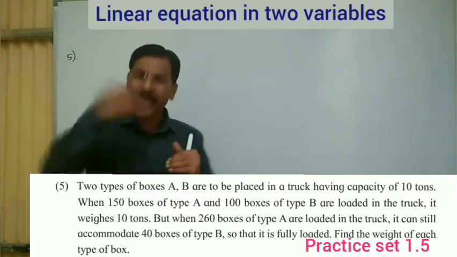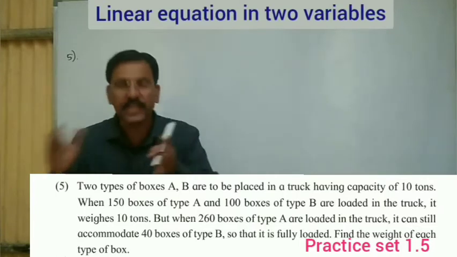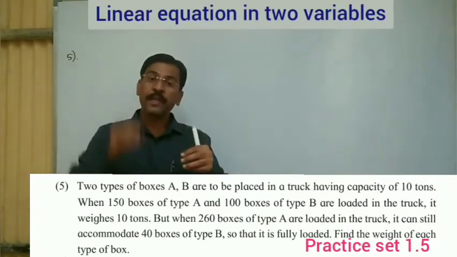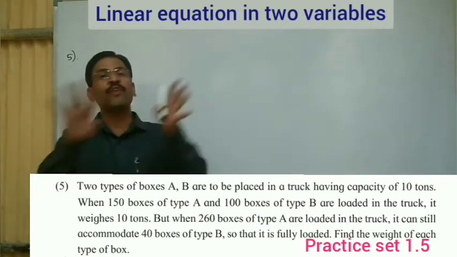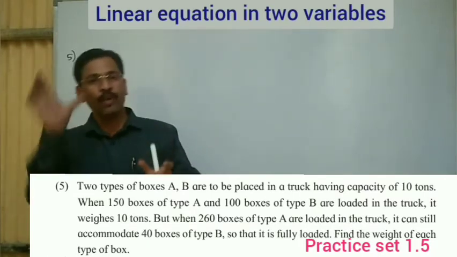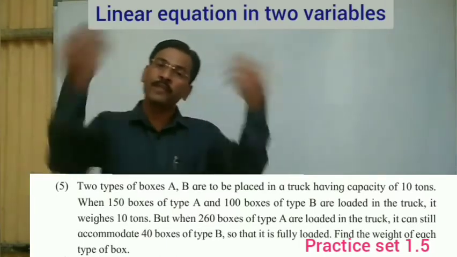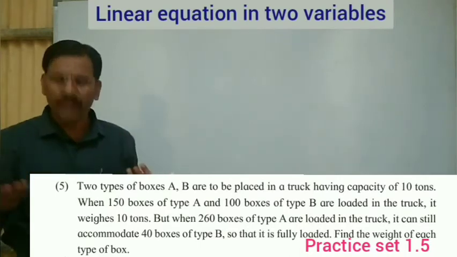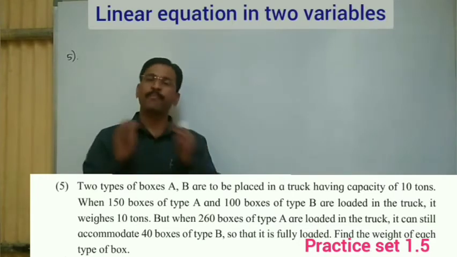And in the second condition, we are given that if 260 boxes of type A are loaded in the truck, it still accommodates 40 boxes of type B. Means 260 boxes of A and 40 boxes of B, when loaded, the truck is also completely loaded. What we have to find here is the weight of each type of box.